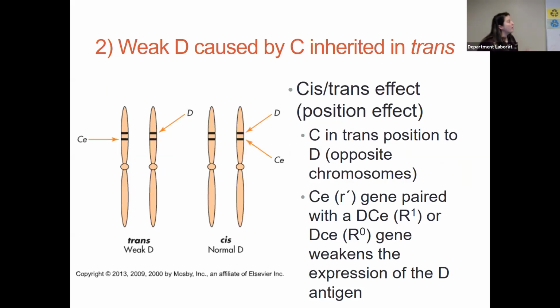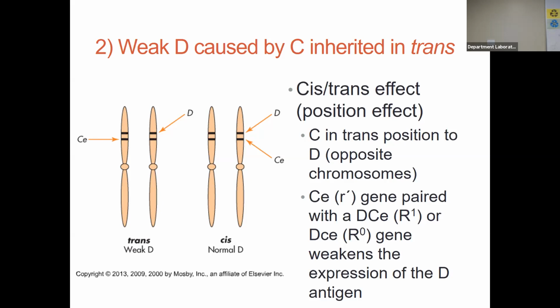All right, so there's another reason why your D might be weakened as well, and it has to do with the location on the alleles. If you're in the translocation, if the D antigen is inherited on the opposite chromosome of big C, that is known to weaken the expression of your D. It's just thought that the big C being on the opposite chromosome weakens the D expression, okay?